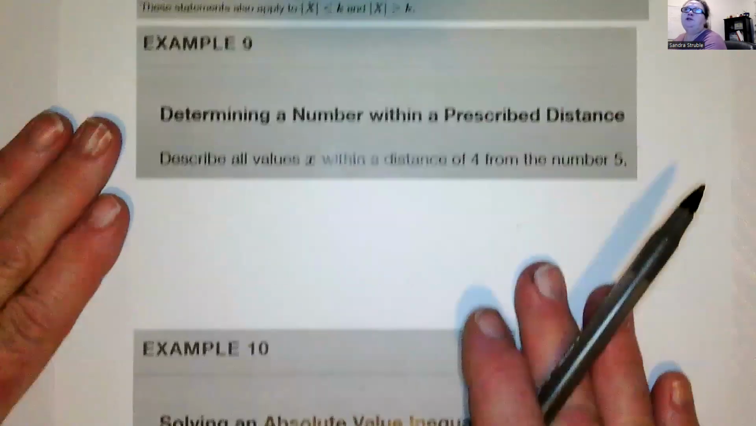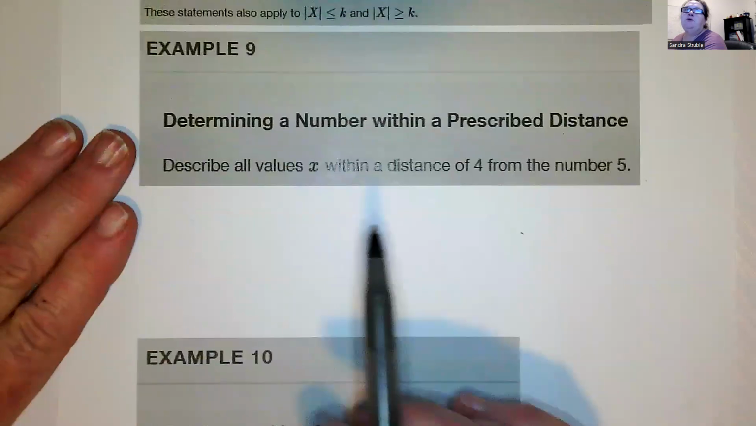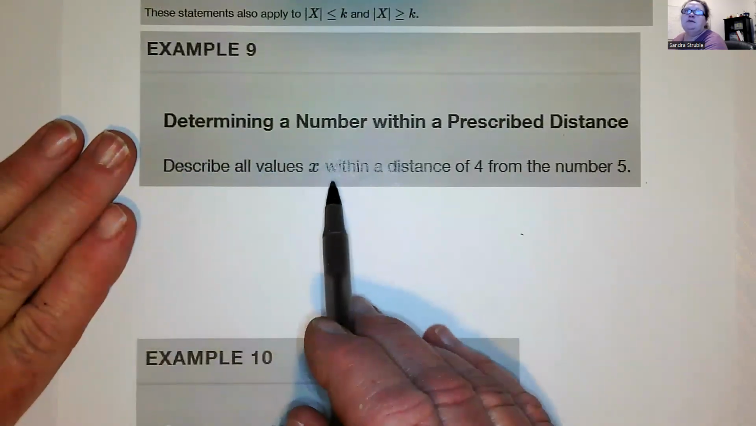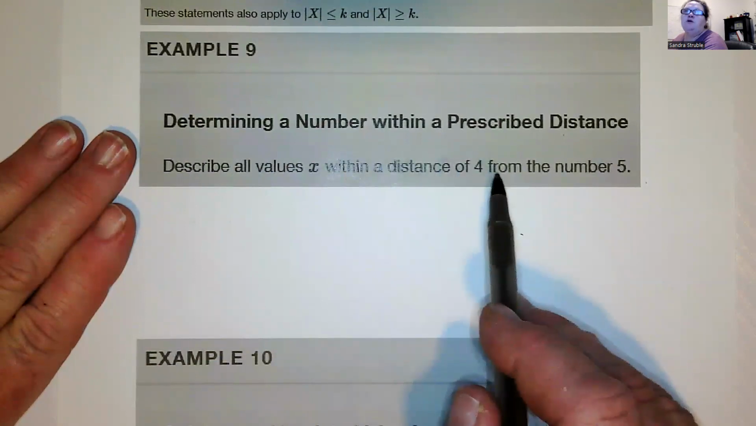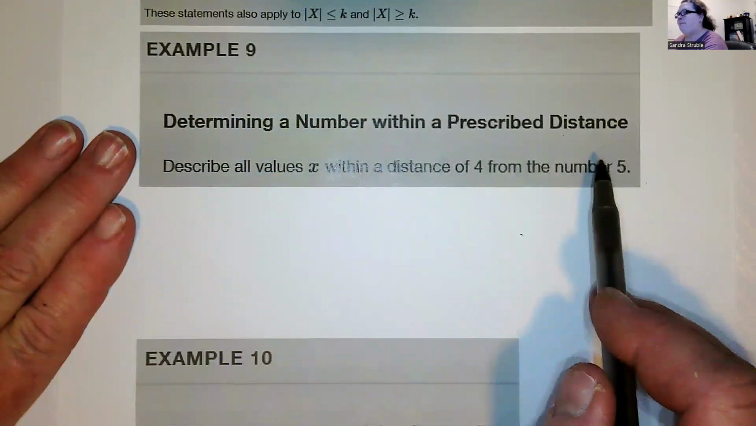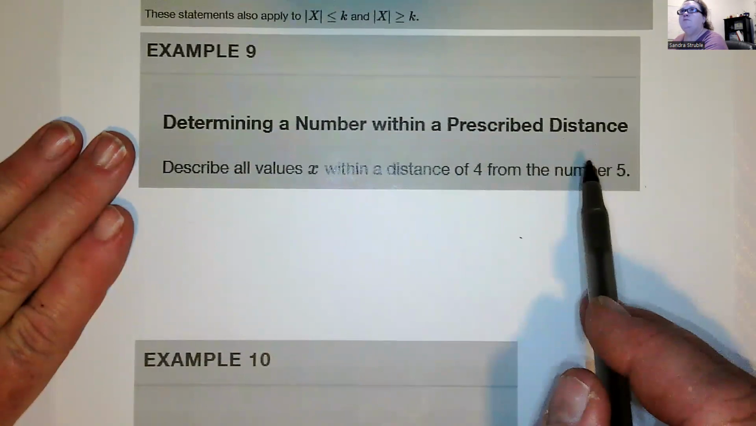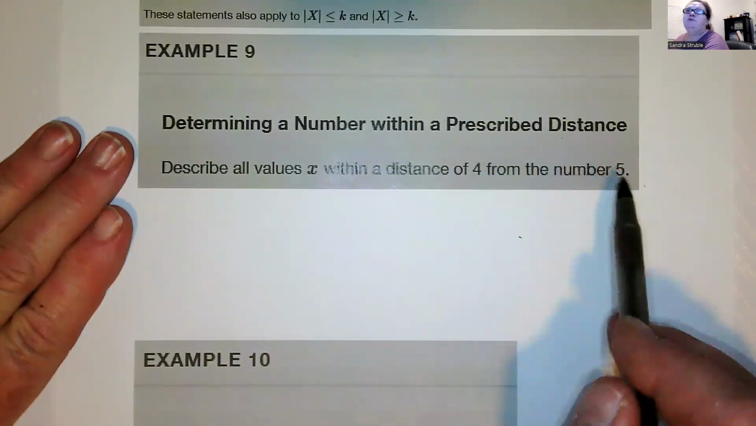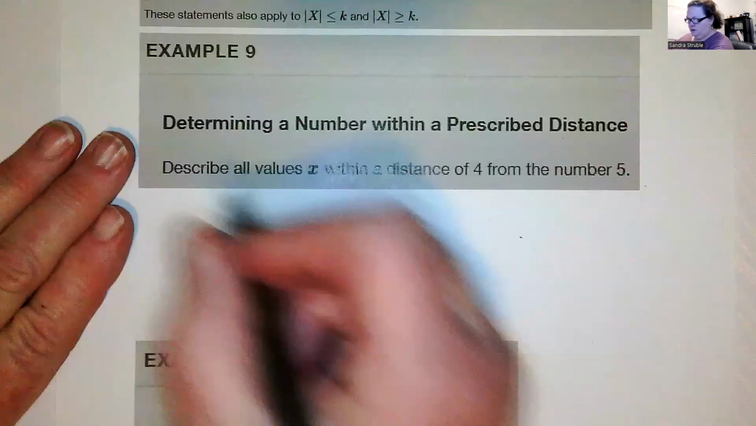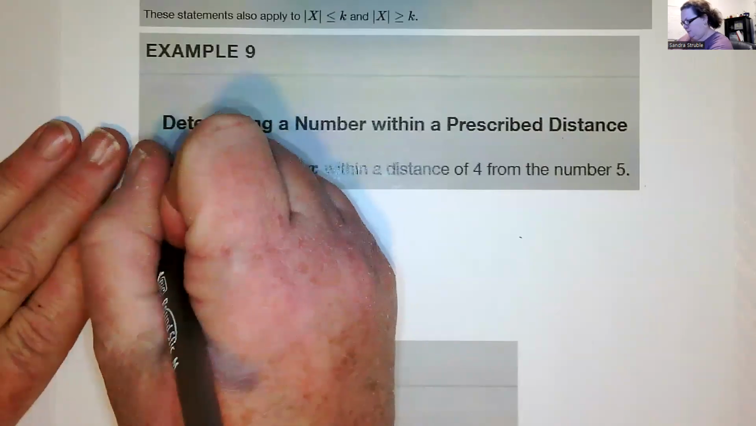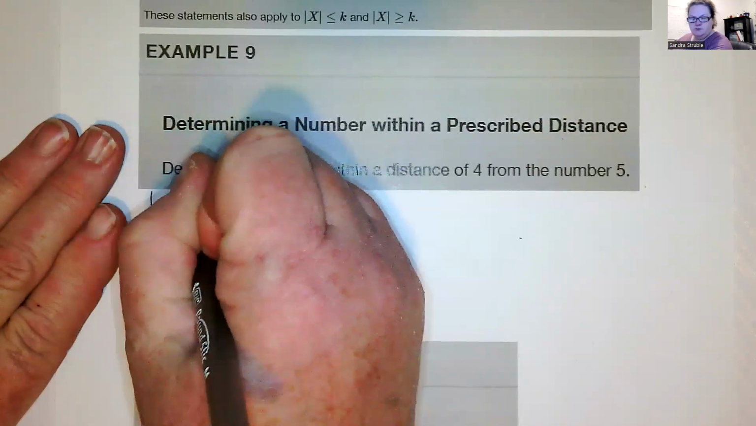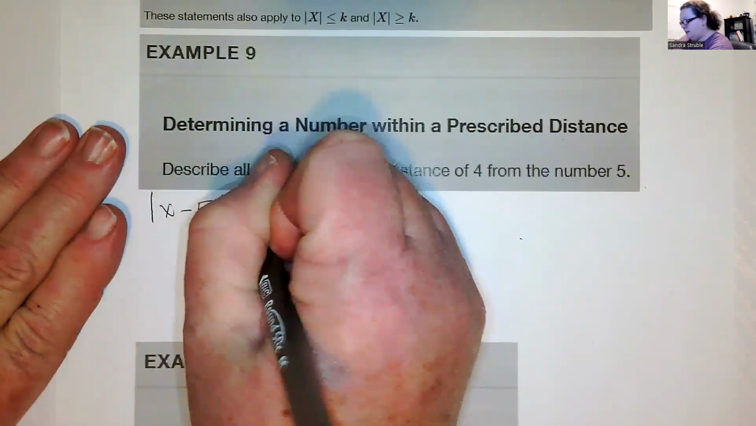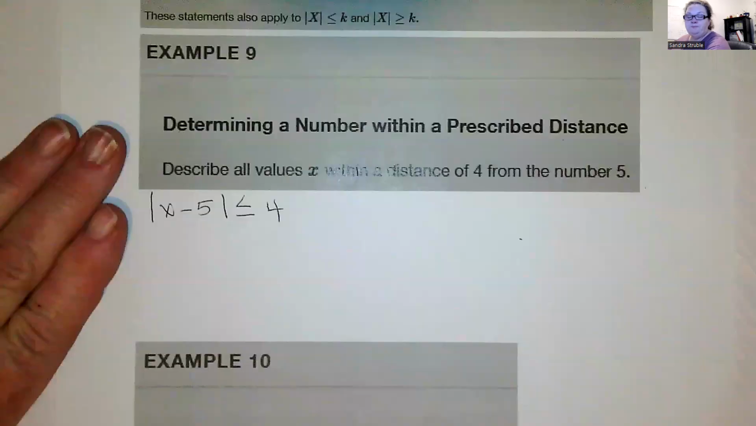All right, so I'm going to show you how to do this. Determining a number within a prescribed distance. It says describe all the values x within a distance of 4 from the number 5. So no more than 4. So it can be less than 4 from the number 5. Okay, so absolute value of x minus 5 is less than or equal to 4.